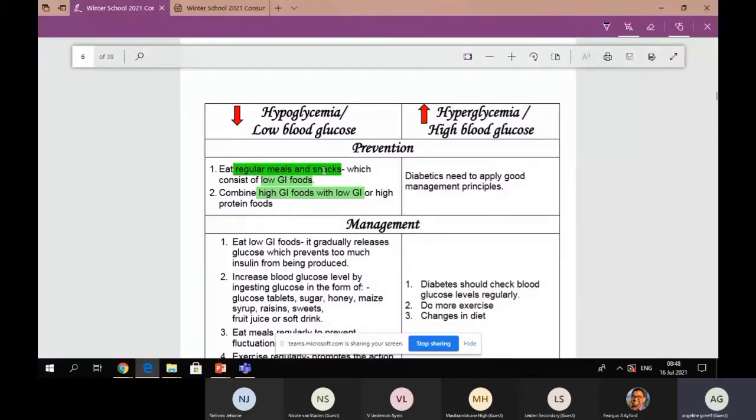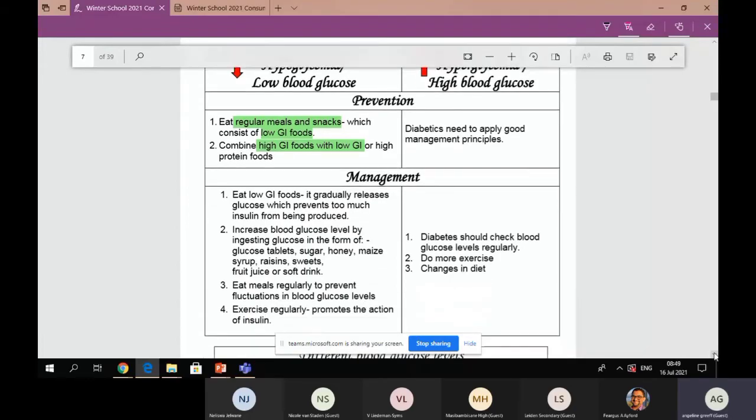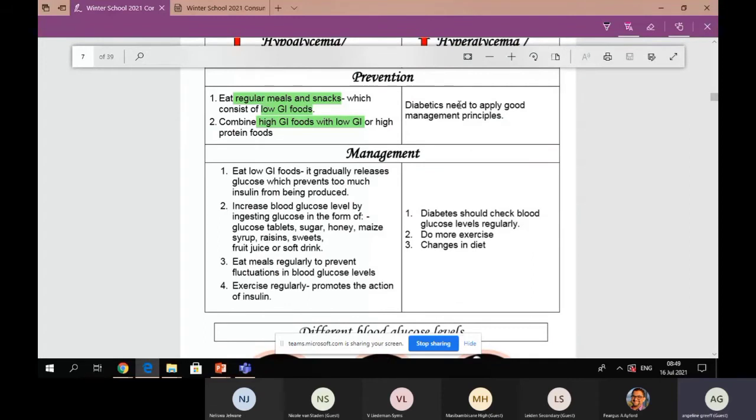So for hypoglycemia, eat regular meals and snacks, preferably those with low GI foods. You're not told to not eat high GI foods, but rather to have them in combination with low GI foods or high protein foods. And when people suffer from hyperglycemia, sometimes they are pre-diabetic. It might be that they've been suffering from hyperglycemia for a while and then they start suffering from diabetes. So they need to apply good management principles. We'll have a look at that when we look at diabetes as well.